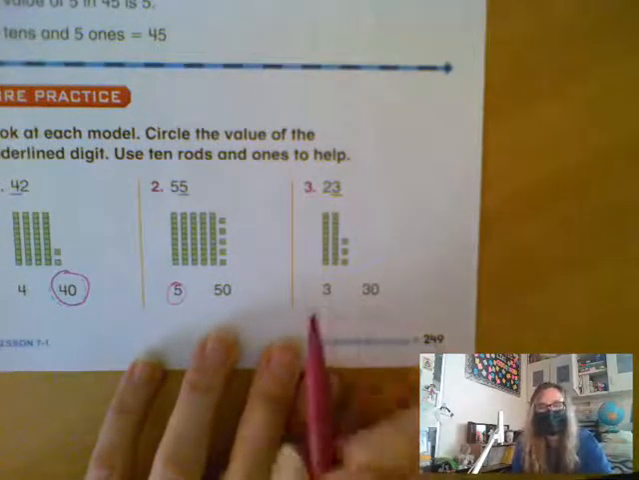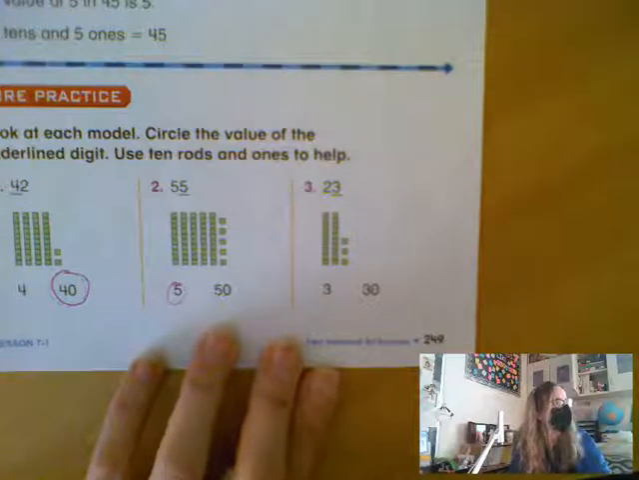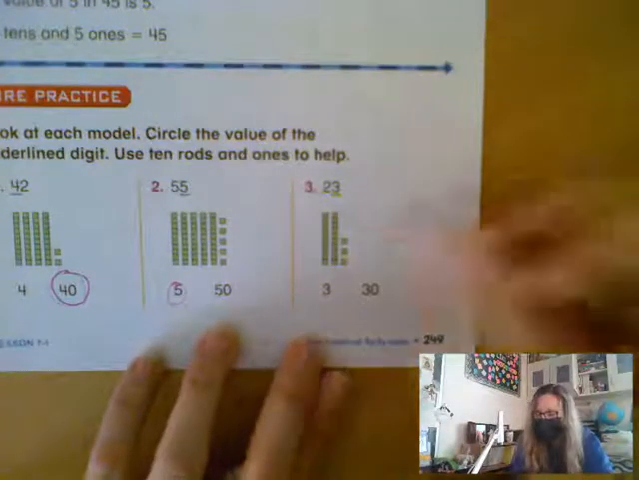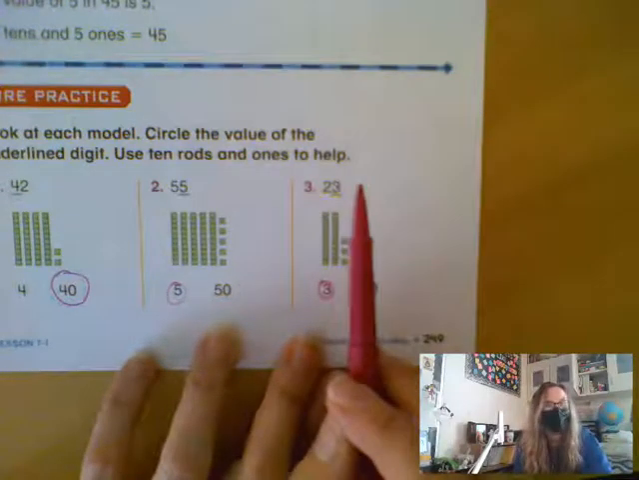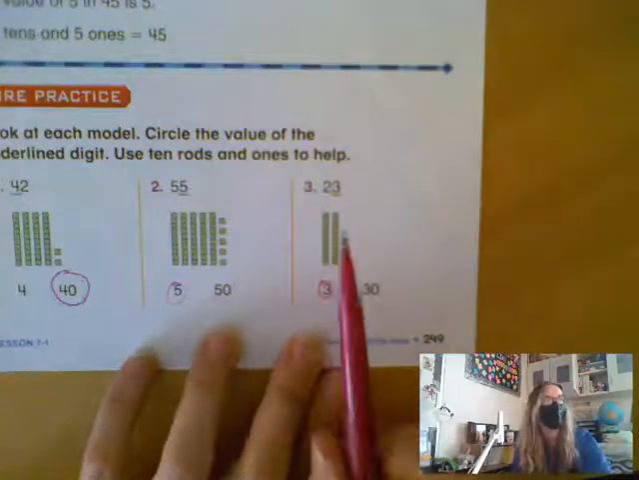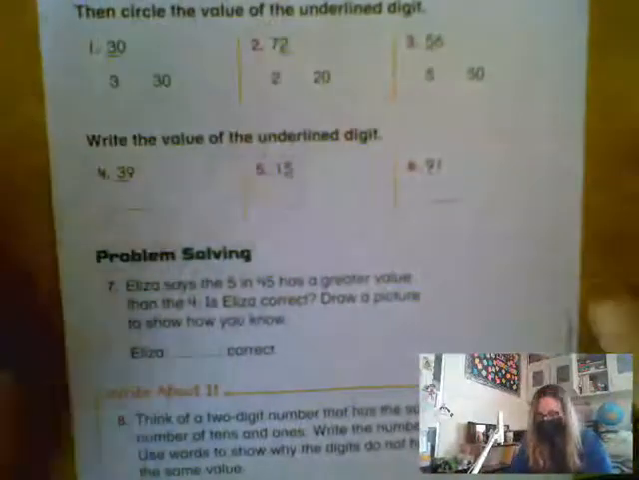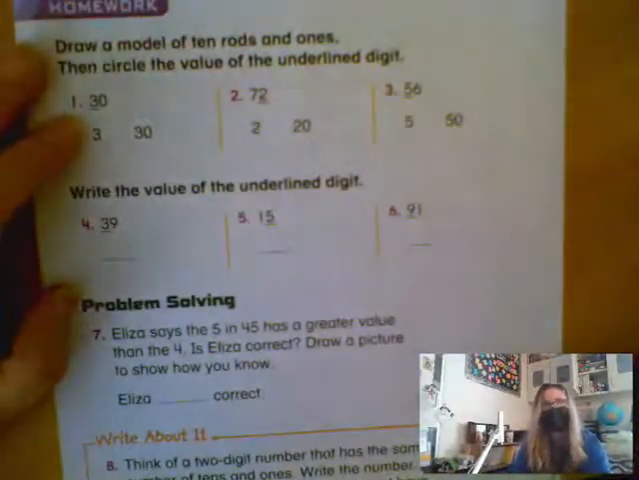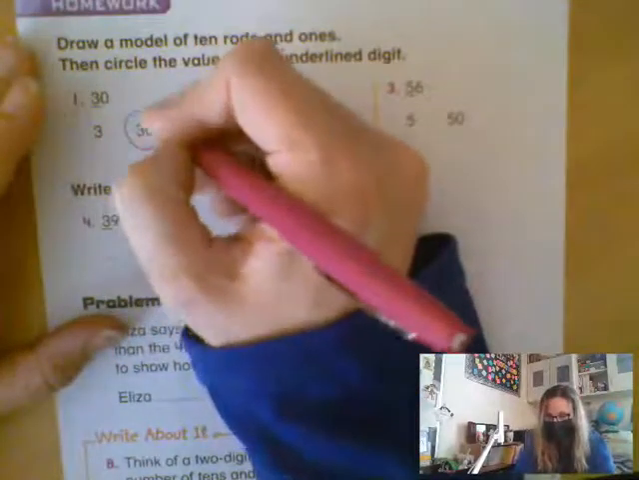Number 23, Mateo. What's the value of the 3 in 23? 3. If it helps, say to yourself, what does this number mean? 2 tens and 3 ones. Well, what does 2 tens mean? 20. What does 3 ones mean? 3. Okay? Let's turn the page now. They did the first one for us. They said the value of 3 tens is 30.